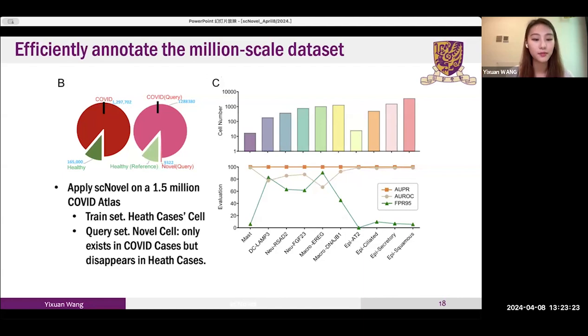So in this setting, we used all the healthy case cells for training, which contains 54 cell types. For the query stage, we put all the COVID cell samples into the query, and only the 10 cell types that exist in the COVID case but disappear in the healthy state are said to be novel.